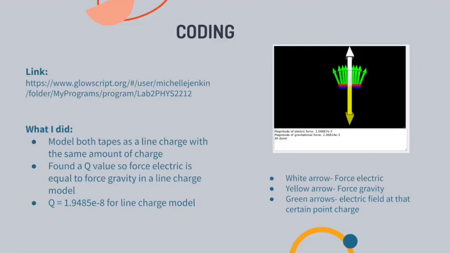Since this lab had no experimental portion to do, it was heavily focused on the coding aspect in creating a model that simulated the two tapes as line charges along with the forces that act on it. The white arrow is force electric and the yellow arrow is force gravity. Both of these arrows are equal and opposite in length because tape B, which is the line of red point charges, is essentially floating. At each location of these small red spheres, I'm calculating the electric field of the top tape due to the bottom tape. This is what the green arrows symbolize.